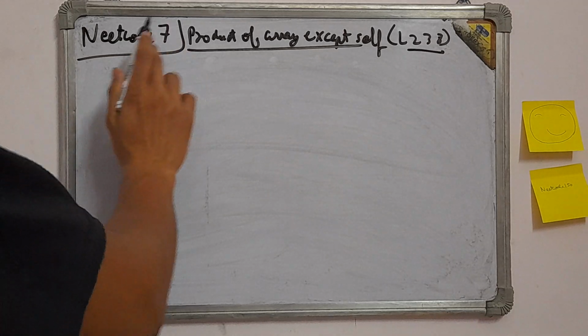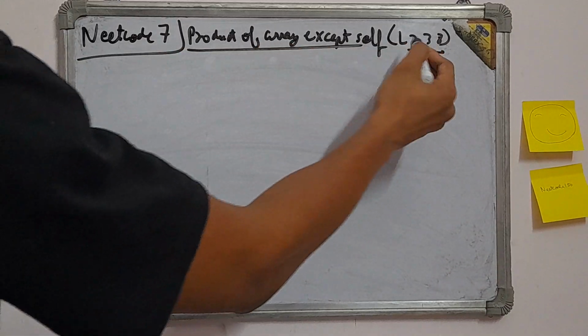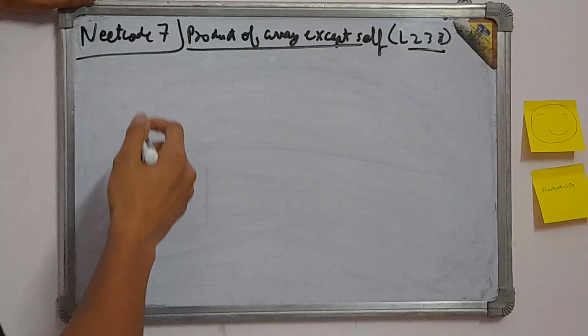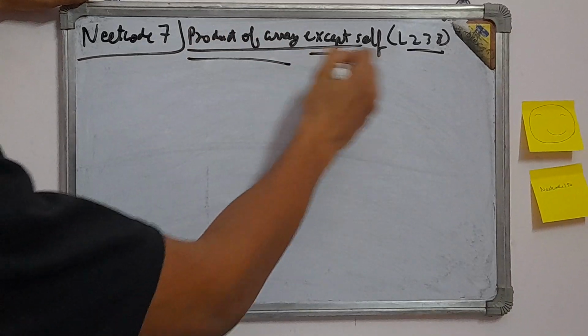So the question we're going to do today is question number 7 of our NeetCode playlist, which is Product of Array Except Self. It is question 238 on LeetCode. So what does the question say? Product of Array Except Self.